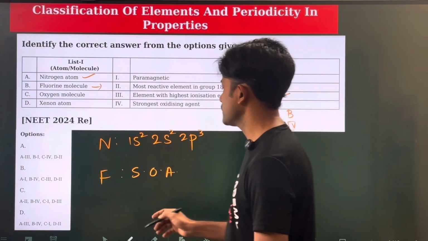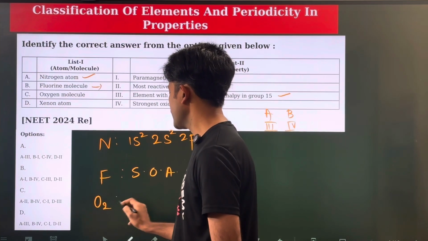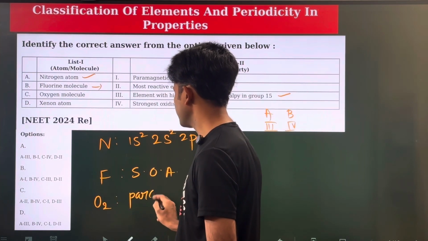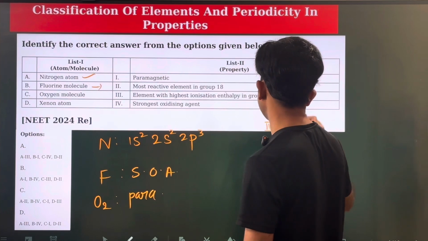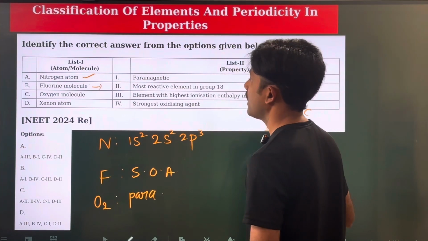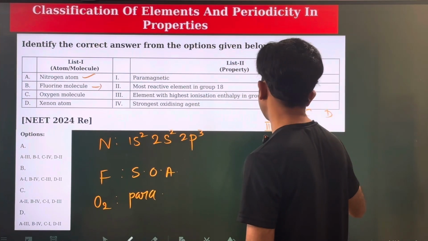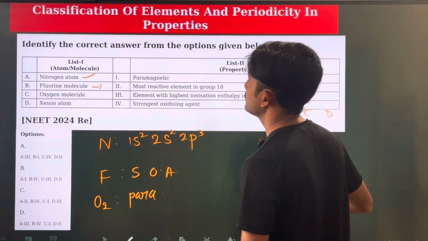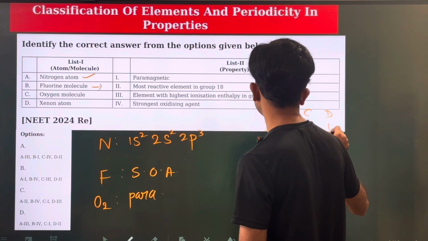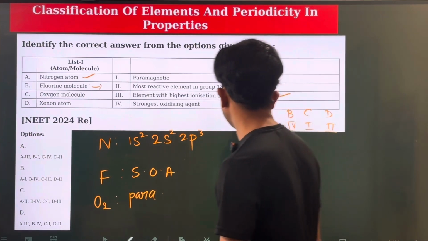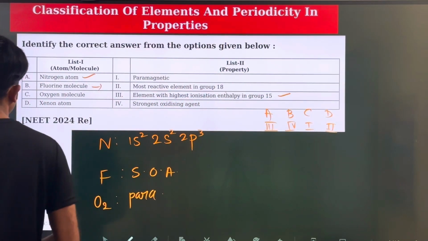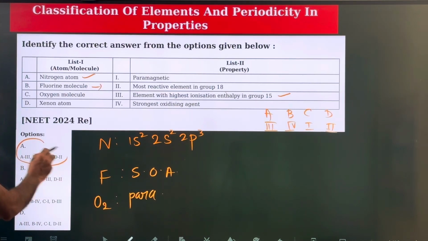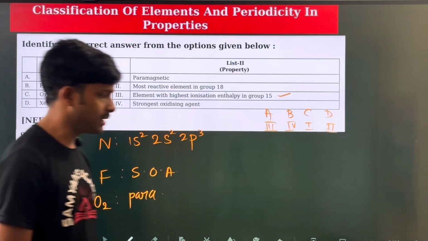Now the oxygen molecule. The O2 molecule is paramagnetic in nature. So option C is matching with option 1. And the xenon atom is a group 18 element. It is the most reactive element in group 18, so D is matching with option 2. So now you see A3, B4, C1 and D2. Which option is matching here? Your option A is matching, so answer A is correct here.